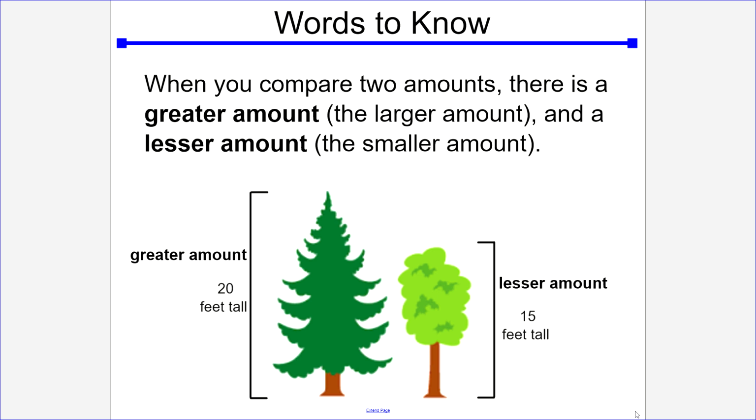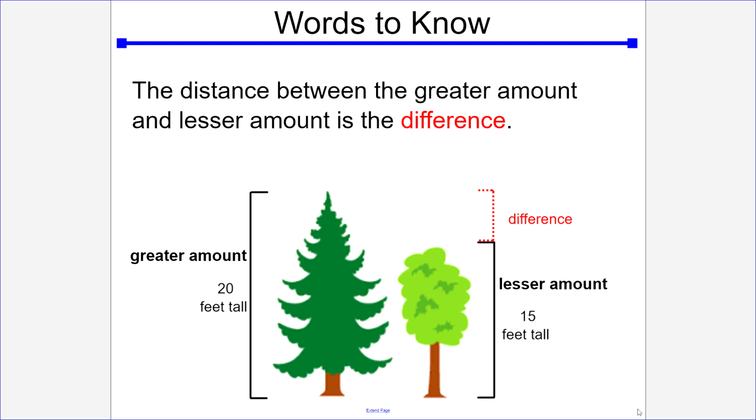When you compare two amounts, there is a greater amount, the larger amount, and a lesser amount, the smaller amount. Look at these two trees. You can see that one of the trees is taller than the other tree. The taller tree would be the greater amount because it is more feet tall. The shorter tree would be the lesser amount because it is less feet tall. I can compare these to see that one tree is greater and one tree is shorter.